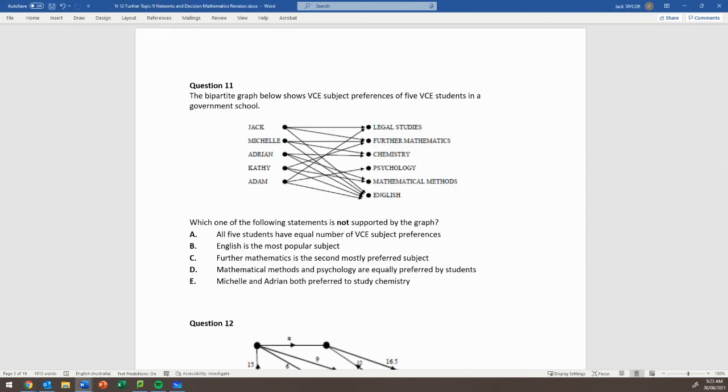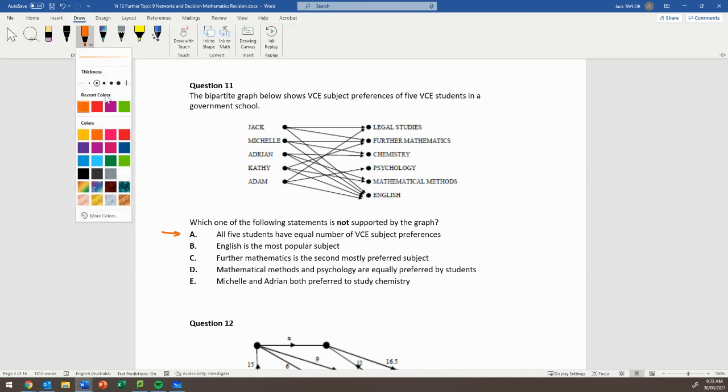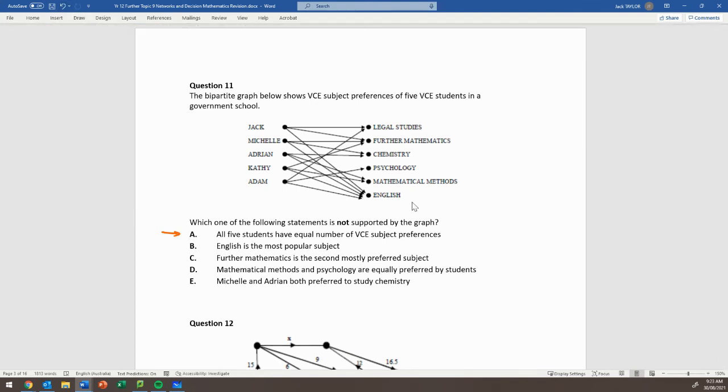All right, so with question 11, we have a bipartite graph. So this one is purely just about interpreting what it means. Which of the following statements is not supported by the graph? It's really just trial and error, so going through. For example, the first one, all 5 students have equal number of VCE subject preferences. If you look at them, that's correct. That's true. All of them have 3 preferences, so each line to a subject represents a preference.